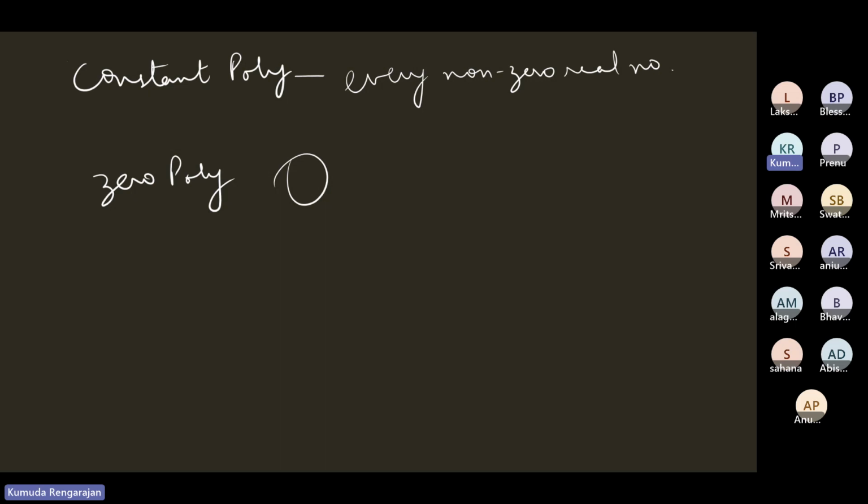We know real numbers, rational numbers and irrational numbers. Numbers that exist are real numbers, and real numbers are rational numbers and irrational numbers. All these are constant polynomials except zero. Zero has a special name. Zero is a zero polynomial.